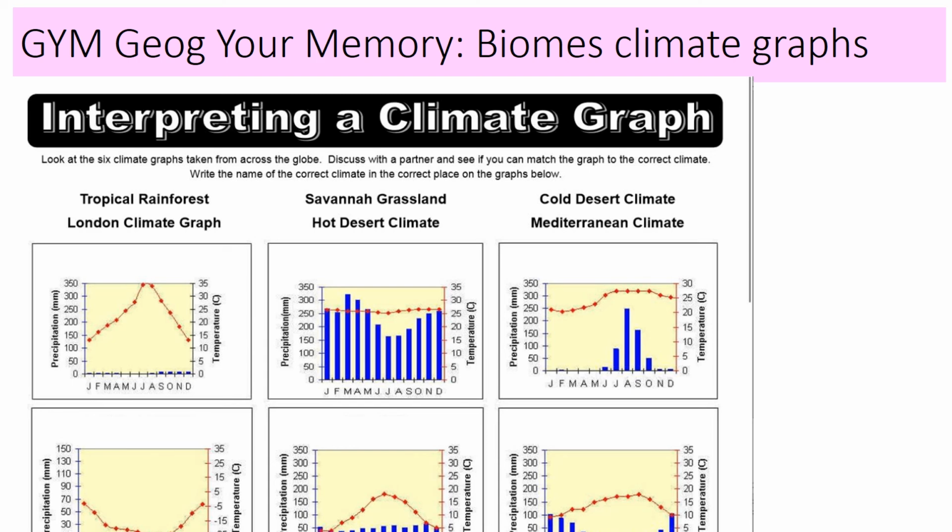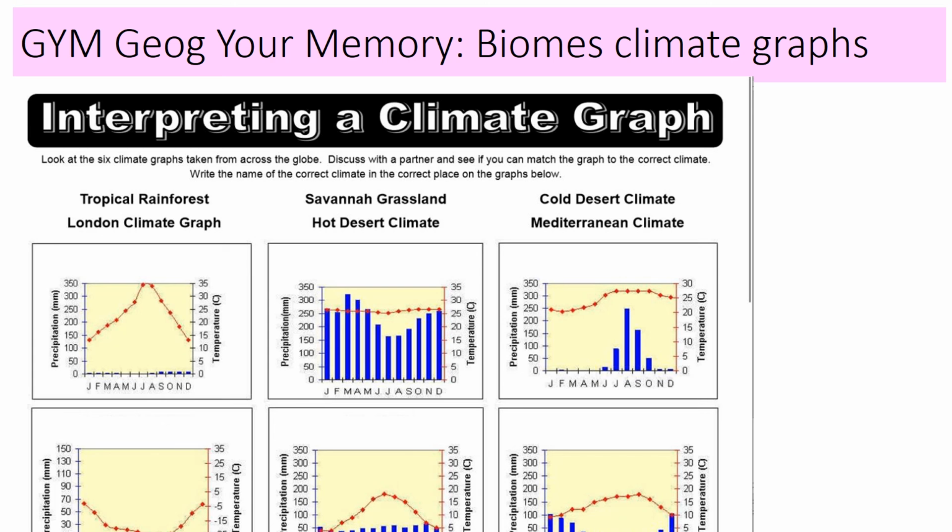You've got 6 climate graphs and you've got 6 biomes. And I want you to look at the climate graphs and try and match the climate graph to the correct biome. So for example, the tropical rainforest climate graph is the graph in the middle on the top row, because it's got high temperatures that are 25 degrees or more throughout the year, and the temperature is the red line. And it's also got relatively high rainfall totals, where the rainfall is over 200 millimetres every month, pretty much.